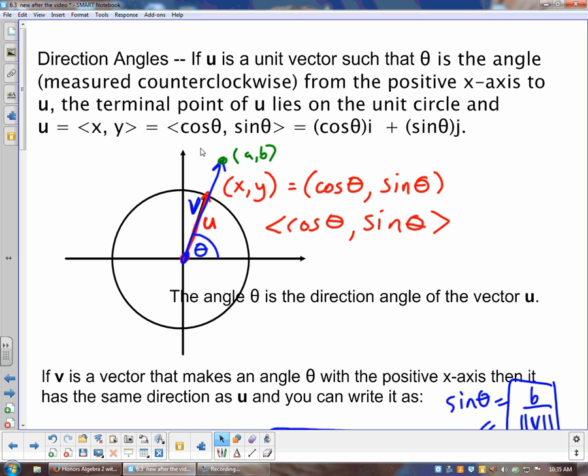Did we talk about direction angles on the video? No, I think this is where I stopped. All right, so let's pick it up from right here.